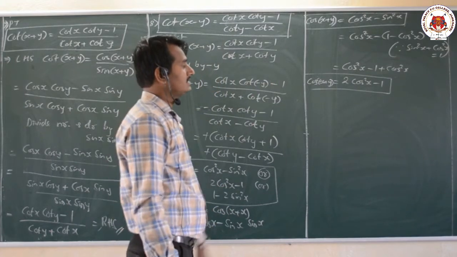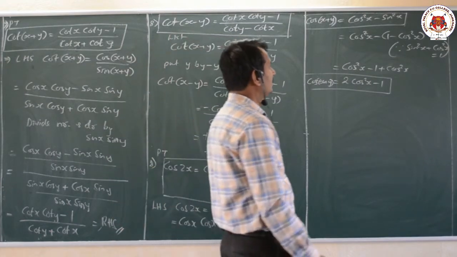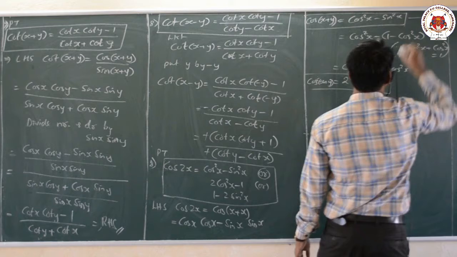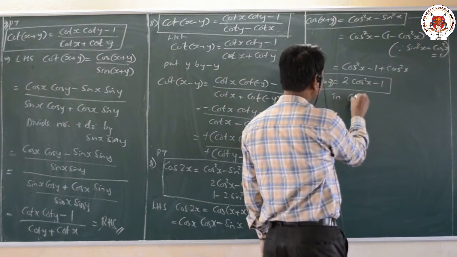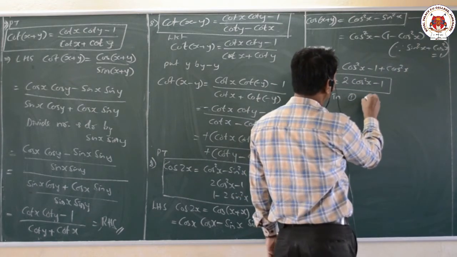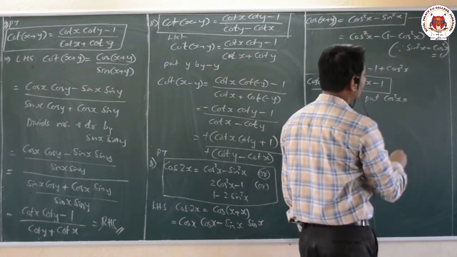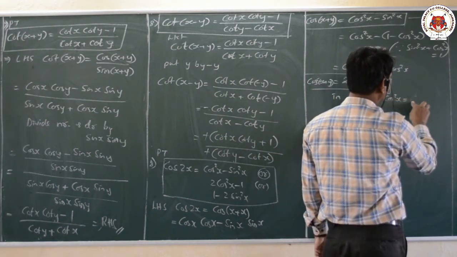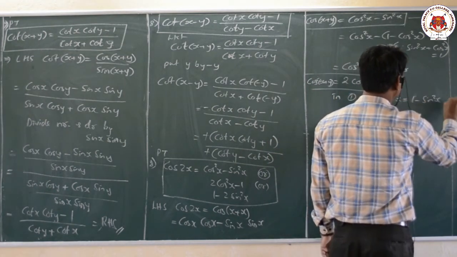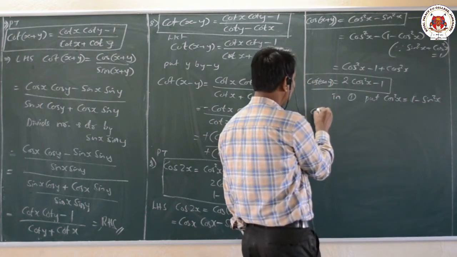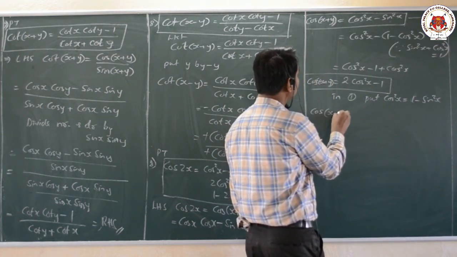Now dear students, let us move on with the last one. If I take this as equation number 1, in 1 put cos square x equal to 1 minus sin square x. So what we get here is cos of x plus y.